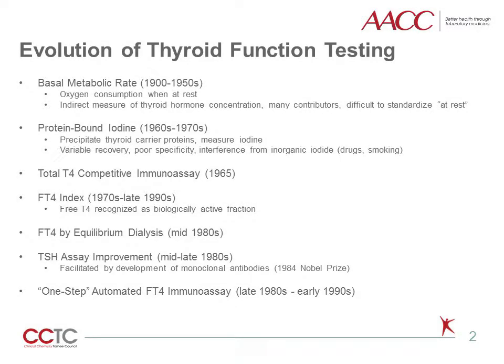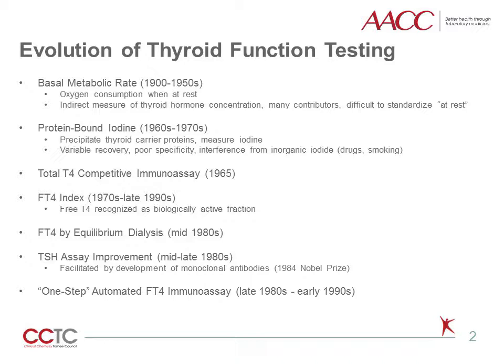Let's start with a historical perspective showing the evolution of thyroid function testing. As thyroid hormones are principally responsible for regulating the basal metabolic rate, thyroid function was assessed in the first half of the 20th century by measuring oxygen consumption while at rest. This approach left much to be desired, as it didn't directly measure thyroid hormone concentration. Thyroid hormones are not the only determinants of an individual's metabolic rate, and the term "at rest" was difficult to define. Basal metabolic rate was replaced in the 1960s and 70s by the measurement of protein-bound iodine.